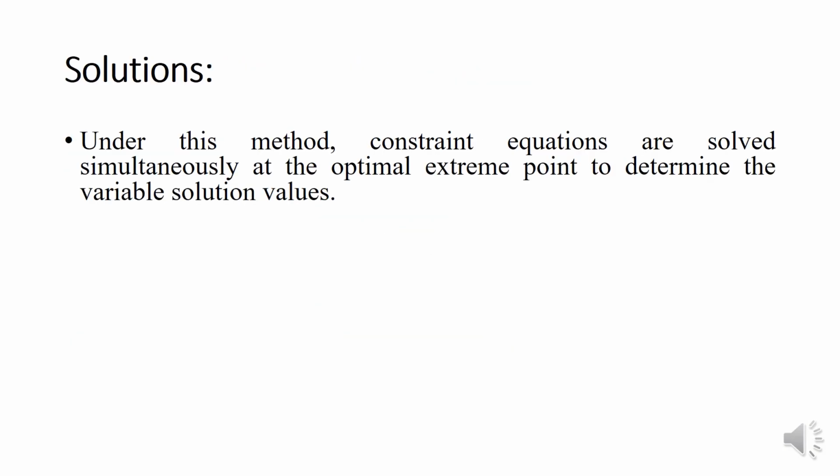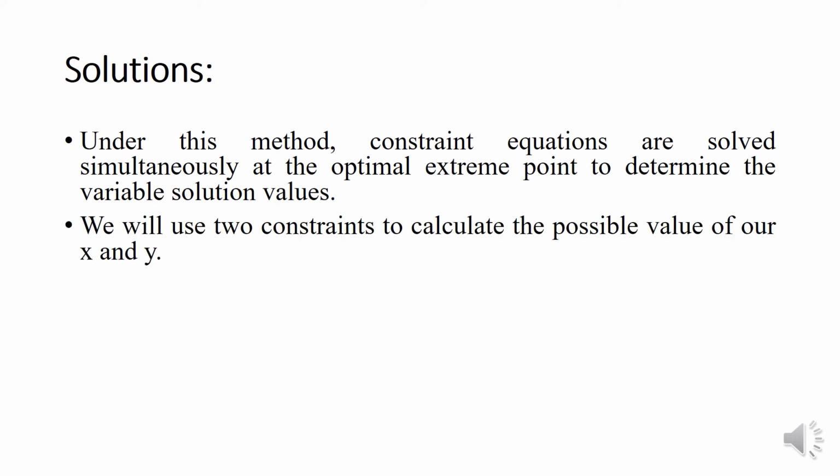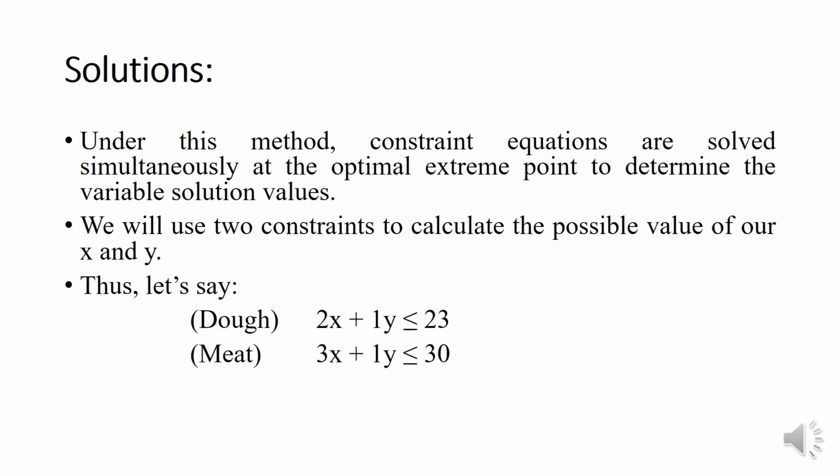So for our solution, we'll use the substitution method. The constraint equations are solved simultaneously at the optimal extreme point to determine the variable solution values. So we will use two constraints to calculate the possible values of x and y. Let us say the dough and the meat. There are four constraints and we'll just use two of them.